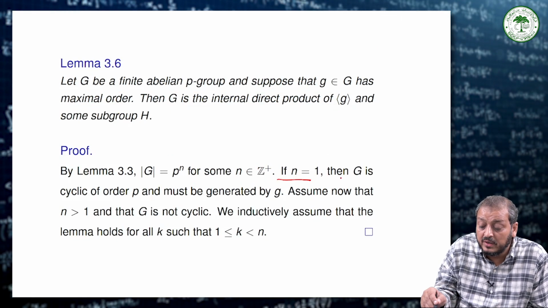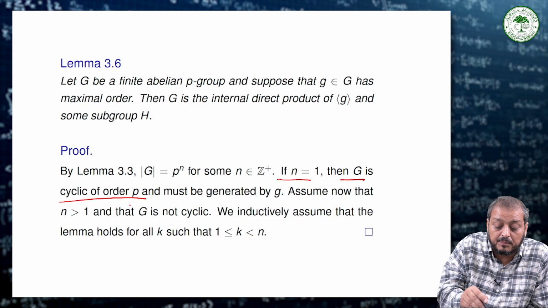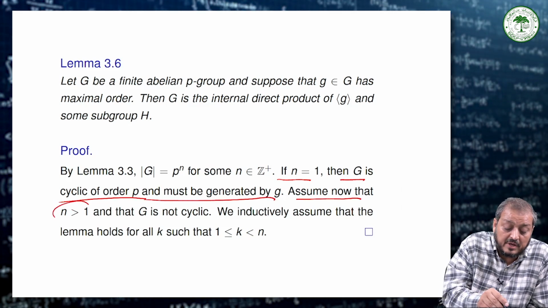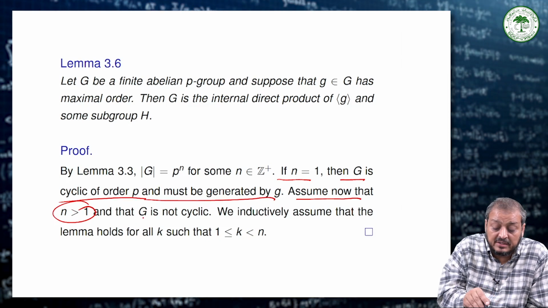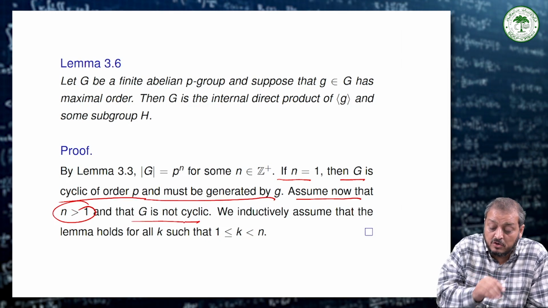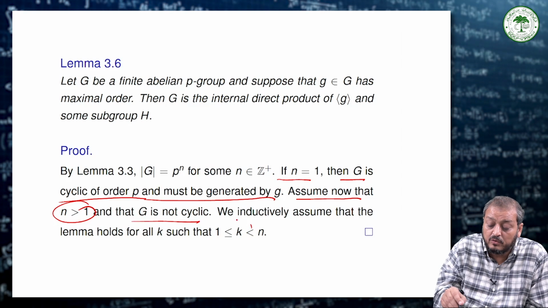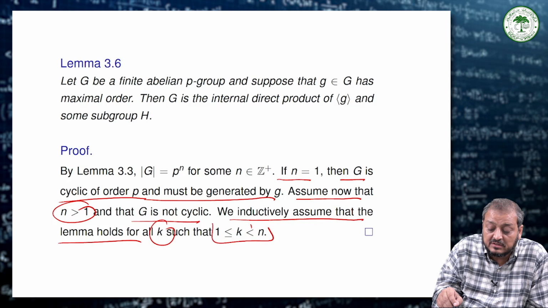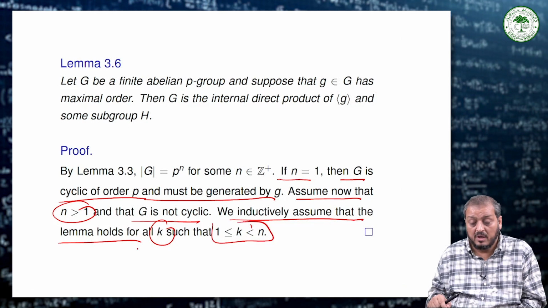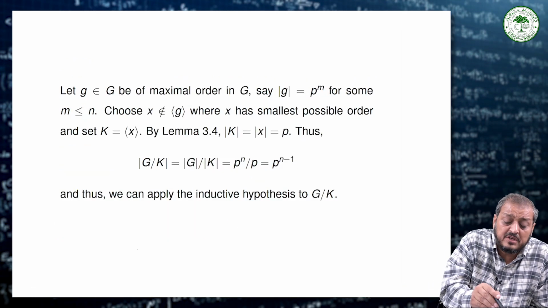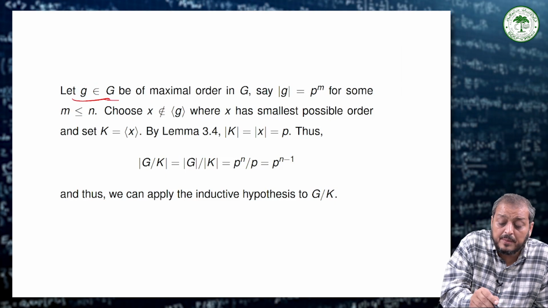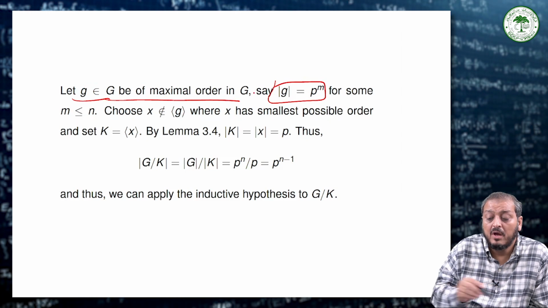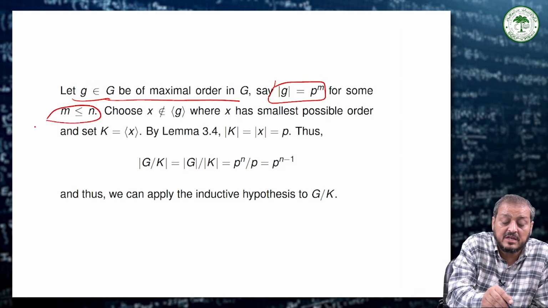If n is equal to 1, then G is cyclic of order p and must be generated by g. So assume now that n is greater than 1 and that G is not cyclic. Then we induct, assuming the lemma holds for all k between 1 and n. Now let g be an element of G of maximal order in G. Then the order of g is equal to p^m for some m less than or equal to n.